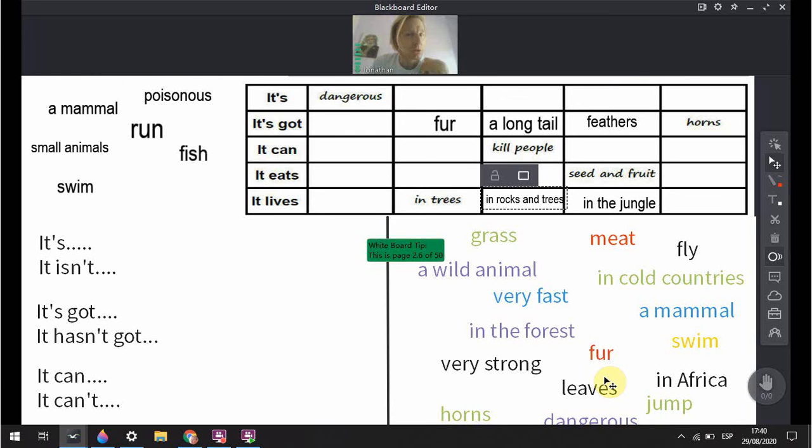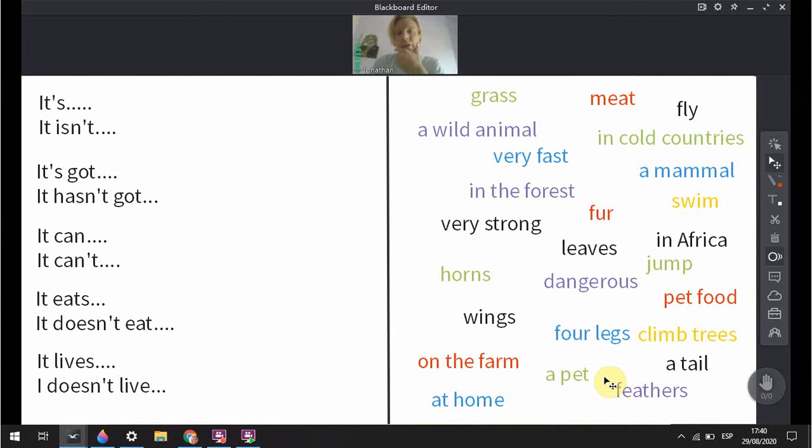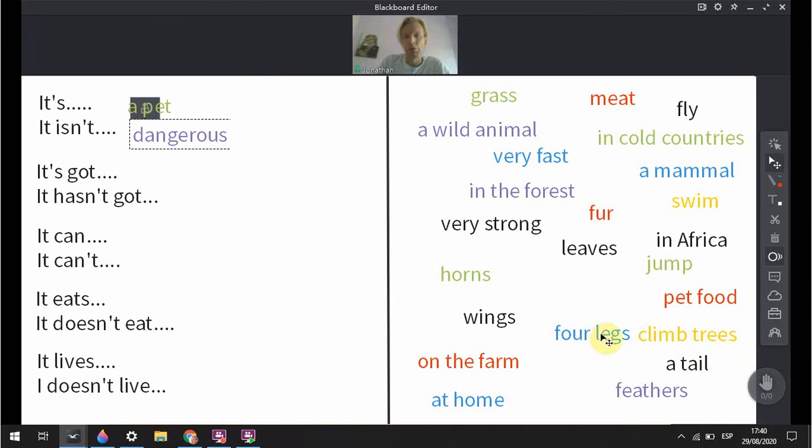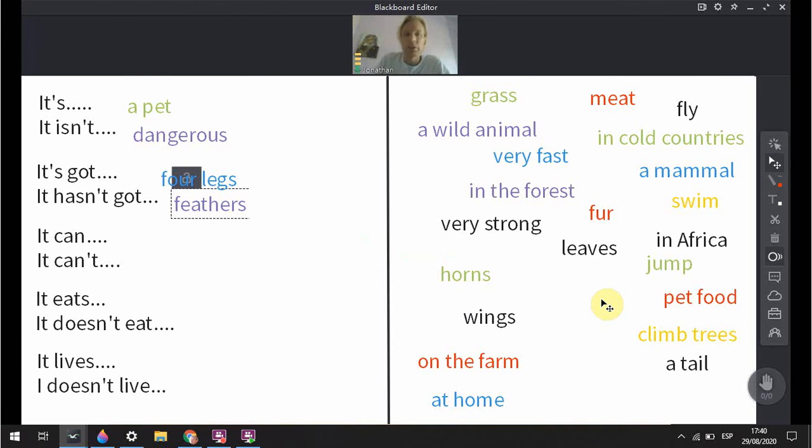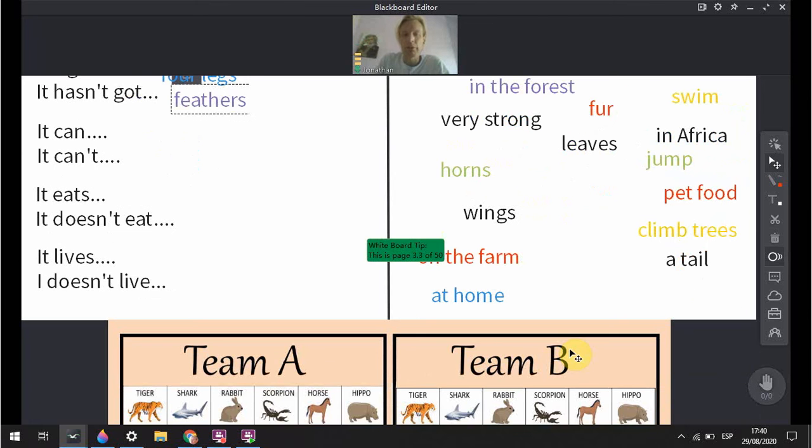And now what you do is you get in your breakout rooms or whatever. You can do this in teams or on their individual boards. First of all, you just describe an animal. So you think of an animal and you say it's, and these are to help you, but if you want to add stuff, it's a pet, it isn't dangerous, it's got 4 legs, it hasn't got feathers, it can, etc., etc. And then they do it. Very easy, very simple, very effective.